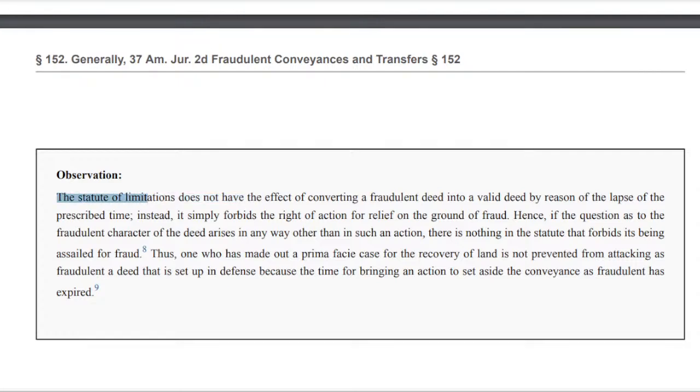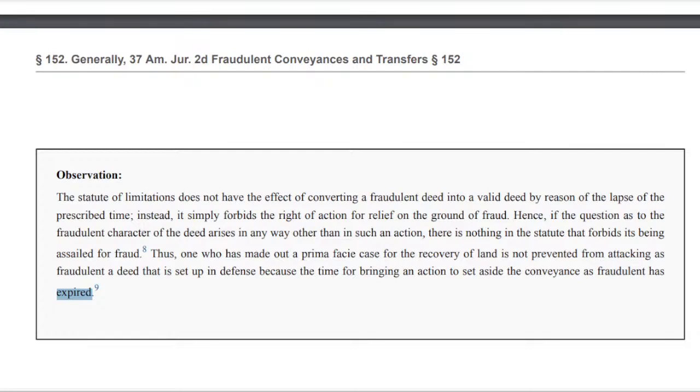Yeah, okay. The statute of limitations does not have the effect of converting a fraudulent deed into a valid deed by reason of the lapse of the prescribed time. Instead, it simply forbids the right of action for relief on the grounds of fraud. Hence, if the question as to the fraudulent character of the deed arises in any way other than in such an action, there is nothing in the statute that forbids its being assailed for fraud. Thus, one who has made out a prima facie case for the recovery of land is not prevented from attacking as fraudulent a deed that is set up in defense, because the time for bringing an action to set aside the conveyance as fraudulent has expired.